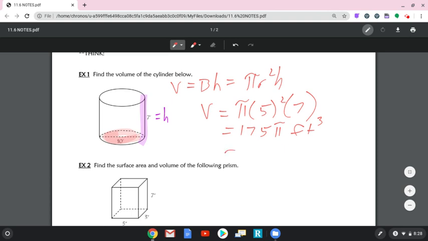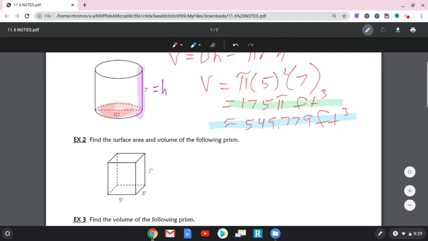Now, I can find the approximation, and that'll be approximately 549.779 feet cubed. If I asked you to leave something in terms of pi, you would give me 175 pi. If I asked you for an exact answer, you'd give me 175 pi because there's no rounding. If I said it was okay to round, you would give me the second answer of 549.779 feet cubed.